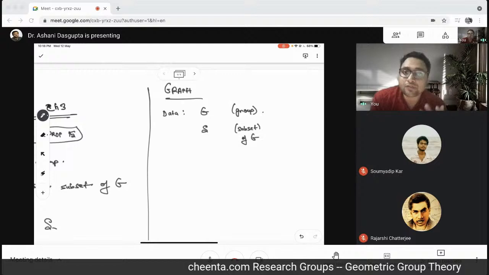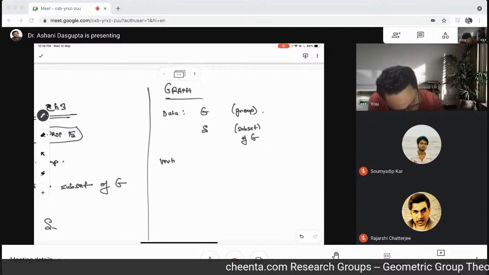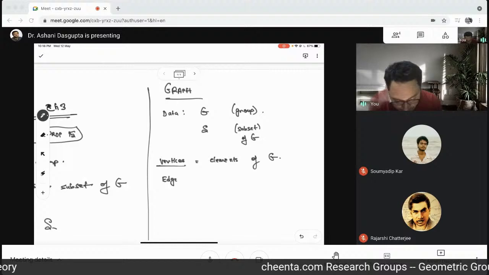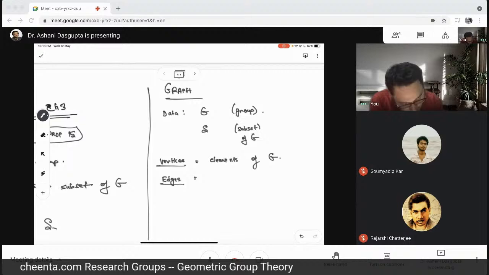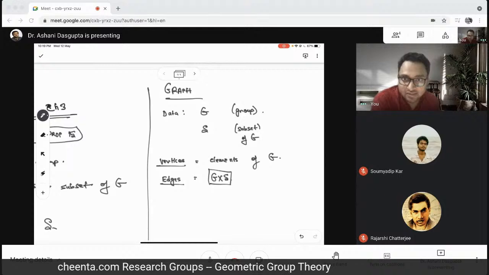So how do we do that? Well, the graph will contain some vertices. So the vertices will be the elements of G. And if we want to tell what the graph is, we have to tell what the edges of the graph are. So edges will be G cross capital S. This is a product, the Cartesian product of two sets. Let's not call it quotient.